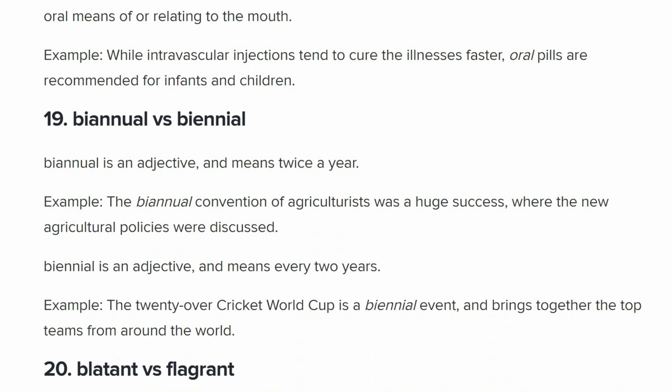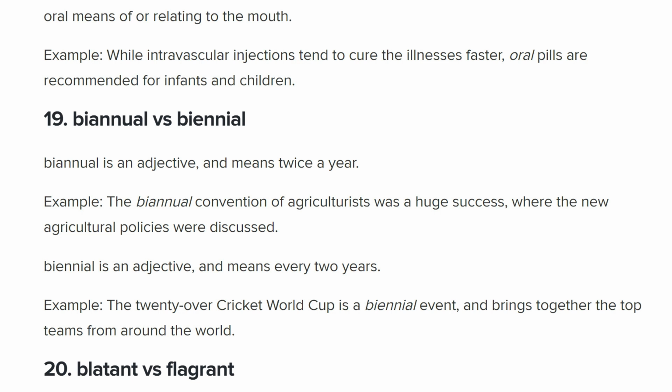Okay, this is a fun one. Biannual versus biennial. Biannual means twice annually, twice a year. It's going to happen twice every year, so every 6 months. Biennial, even though it looks like a similar word, means every 2 years. Triennial means every 3 years. Quadrennial, I think is how it's pronounced, every 4 years. Or annual, obviously, every year, but biennial, every 2 years.